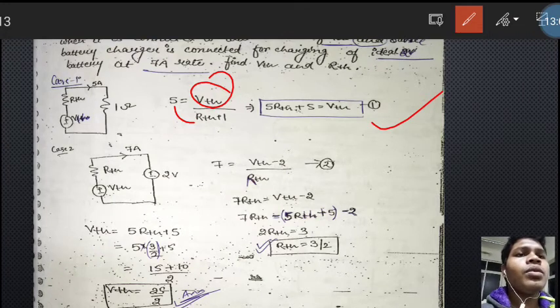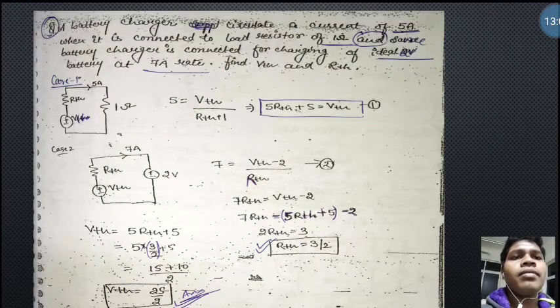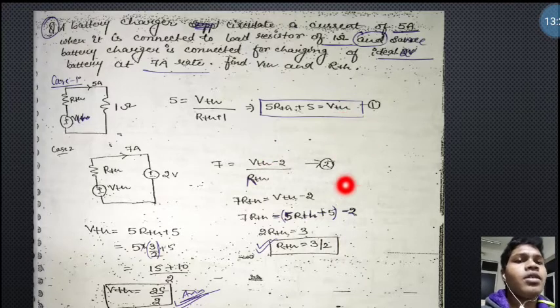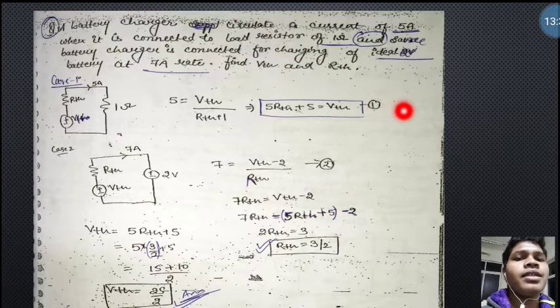And in case number 2, there is another condition given: a 7 ampere current will be flowing here, and in place of the load there is a 2 volt battery being charged. So this is the 2 volt battery with the 7 ampere charging current, and by using this we can find another equation. By solving equation 1 and this equation, we can find Thevenin's voltage and Thevenin's resistance.